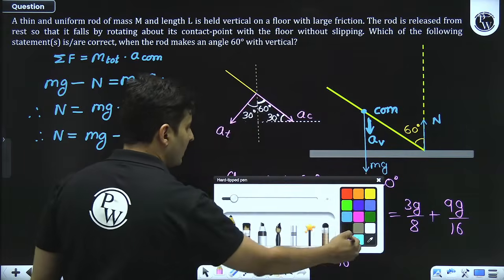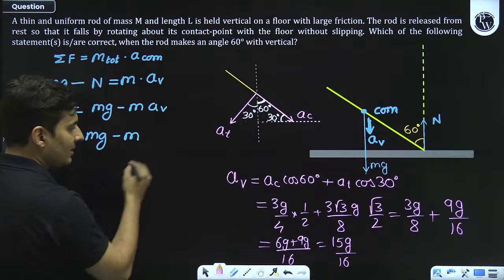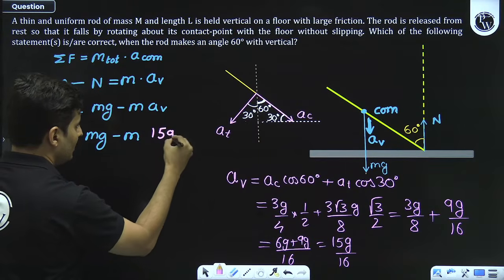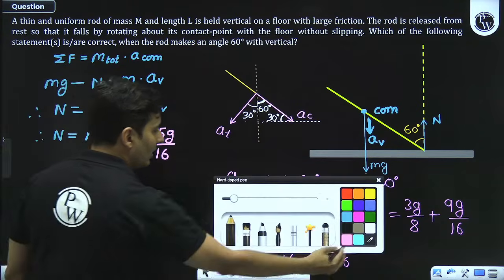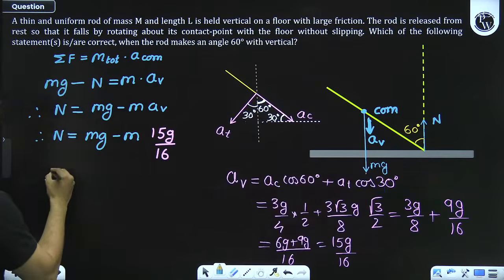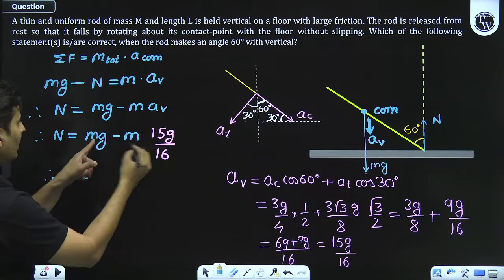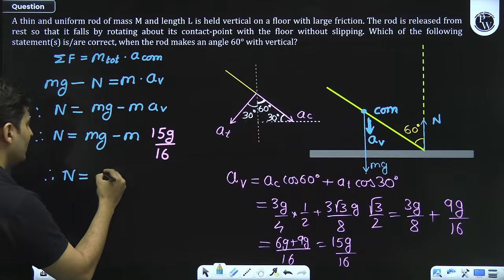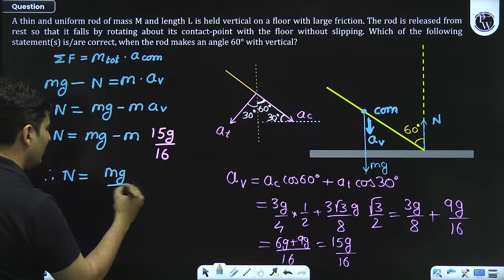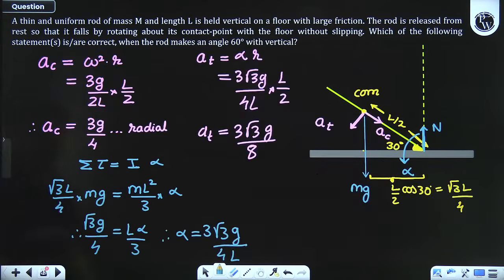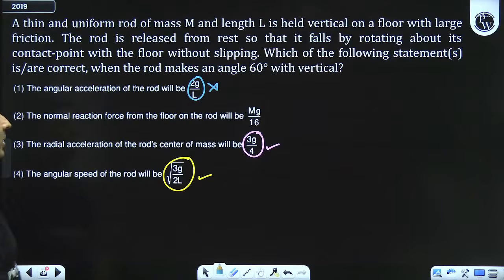Perfect. So let's come back over here. Vertical acceleration is 15g by 16. Once I get that, my job is done. Therefore, normal will be mg minus 15mg by 16, which is mg by 16. That's it. mg by 16 will be the answer. Let's check it out. Oh yes.